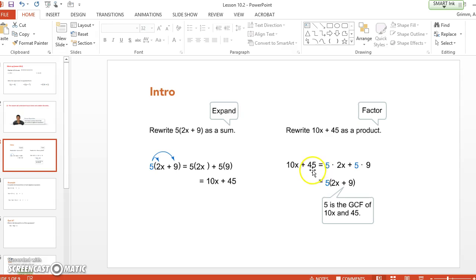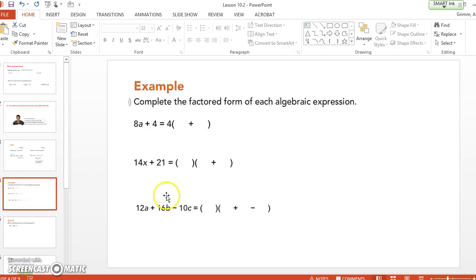And so what you have to do is pick out the greatest common factor like we did in the warm-up. So the greatest common factor of 10 and 45 is 5. 5 goes into both of those numbers. So you pull out a 5, and then you're saying 5 times what gets you back to 10? Well, that is 2x. And 5 times what gets you to 45? That is 9. So it's rewriting it back in this, and this is called factored form. Okay? All right, so let's try some of this and see if it starts to make sense.